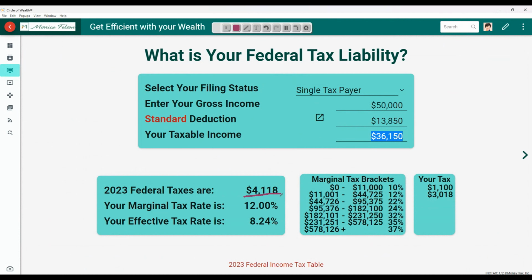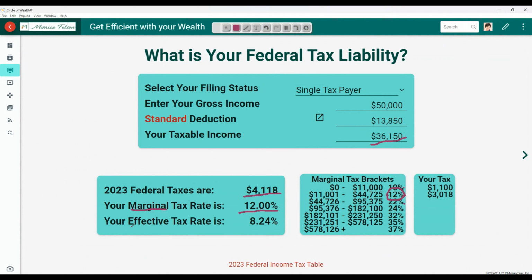$36,000, you're going to owe about $4,118 of tax. Now, in this country, we have something called marginal tax brackets. And what that means is that you're not paying taxes on this entire $50,000 at the 12%. The marginal tax bracket means the highest bracket that you're in. And in our case, in this example, $36,000, that would put you at the 12% taxes. That is your marginal tax bracket. That's why you see the 12%.